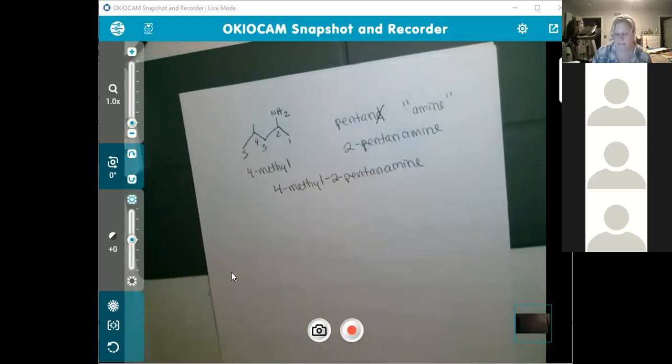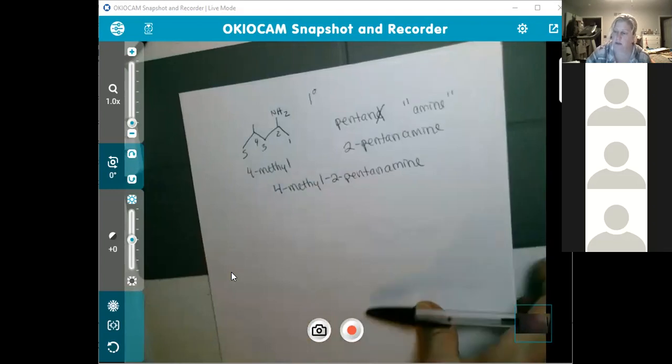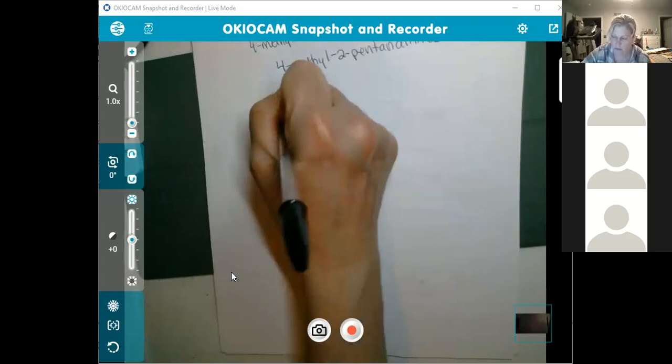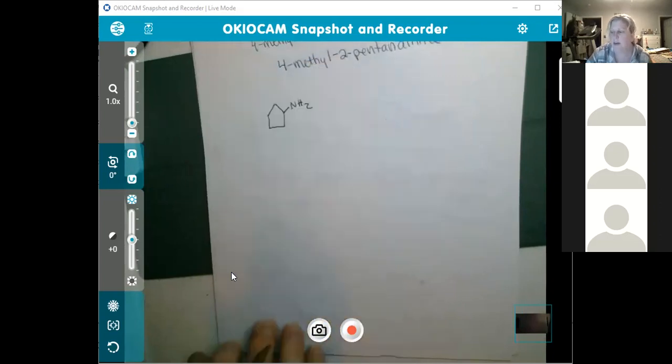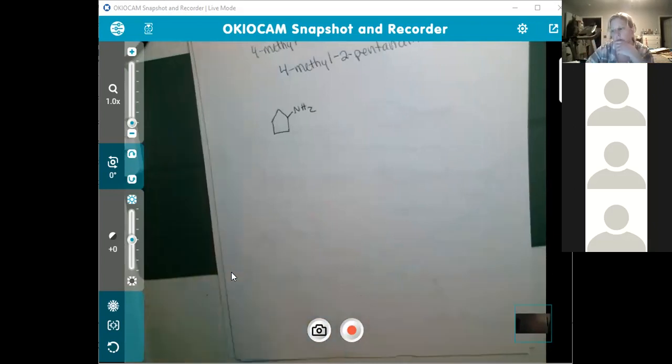All right. Primary, secondary, tertiary. It's primary. Why? Because the nitrogen is only attached to 1 carbon, or it has 2 hydrogens. Perfect. Primary. Then another one. Without even naming it, is that primary, secondary, or tertiary? Primary. Perfect.